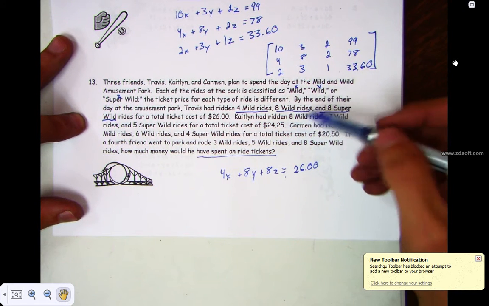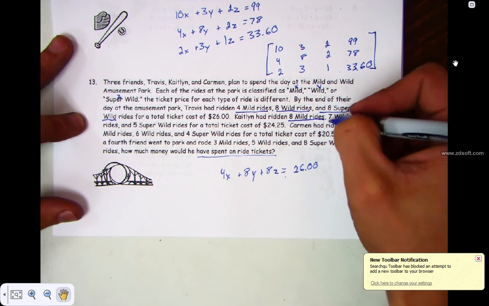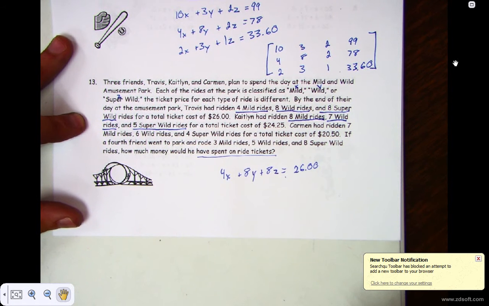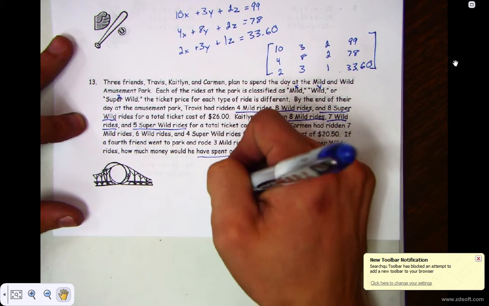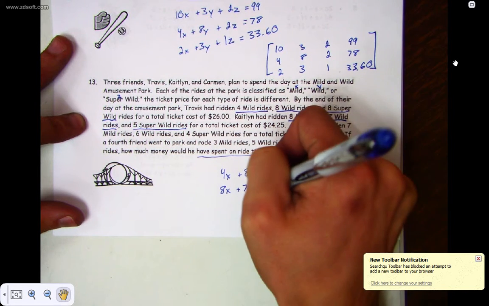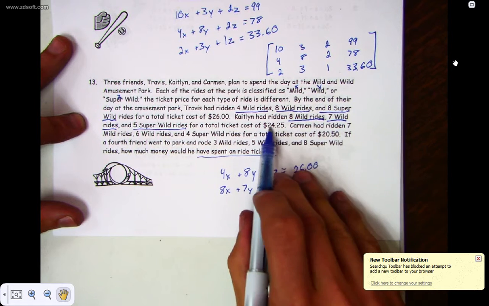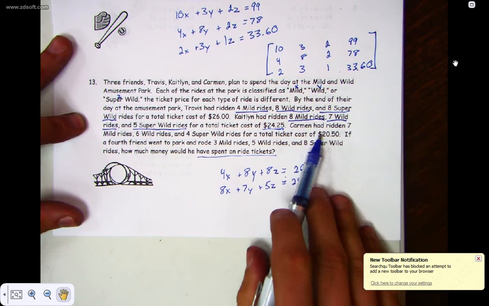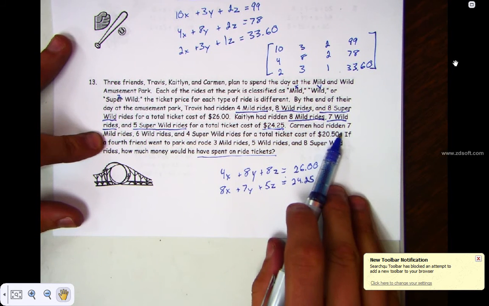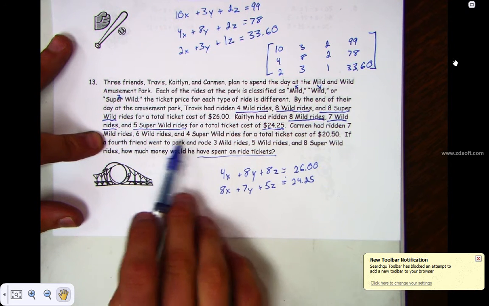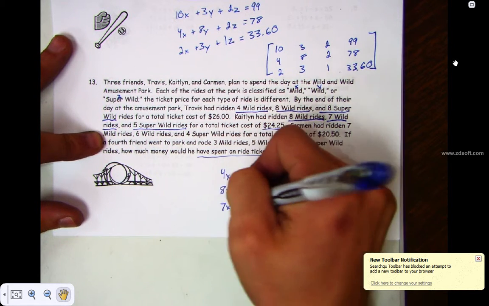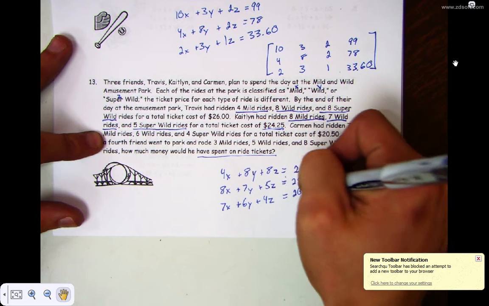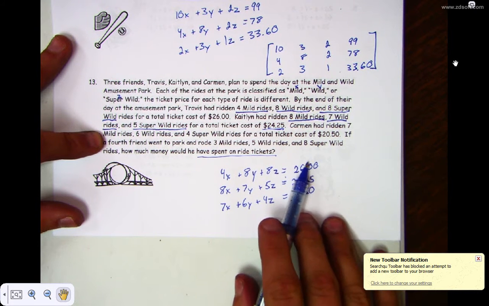Caitlin rode 8x, 7y, and 5z. So 8x plus 7y plus 5z equals a total of $24.25. And Carmen rode 7x, 6y, and 4z. 7x plus 6y plus 4z equals $20.50.